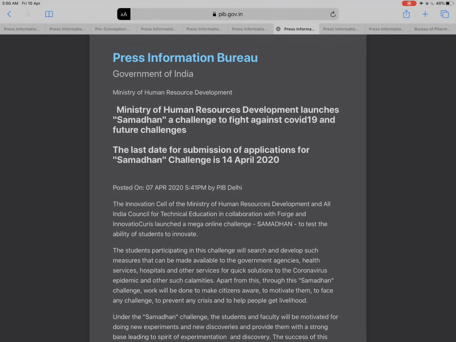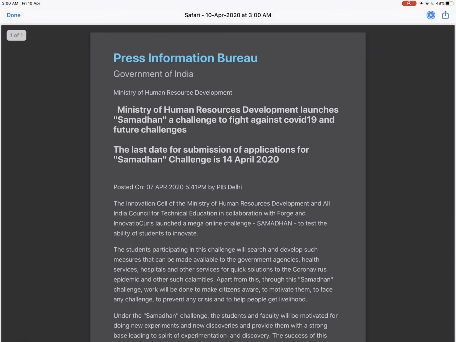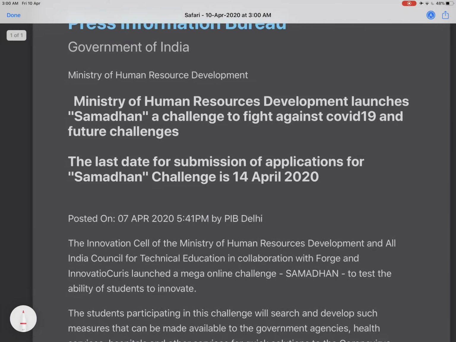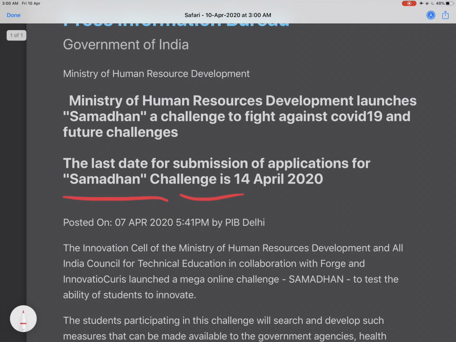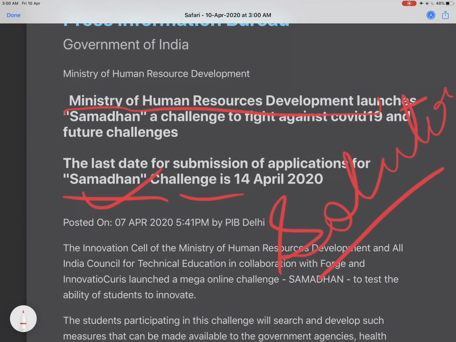Alright, now this too is something which is there but not important. It is absolutely not important in fact. So what is it? It's a Samadhan challenge by what? By Ministry of Human Resource Development. So as the name suggests, it's a samadhan. Samadhan means solution. Solution to what? Definitely to COVID-19 infection. Everybody is worried about this, so why would the government be thinking of a solution to something else? So a solution to COVID-19 infection is what is sought.